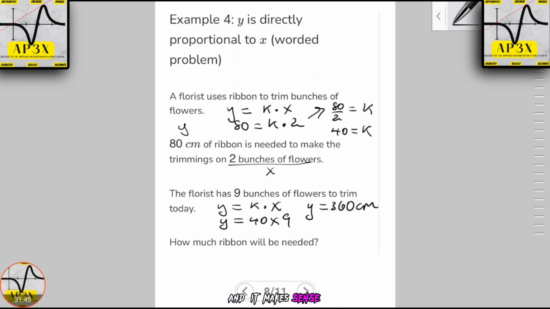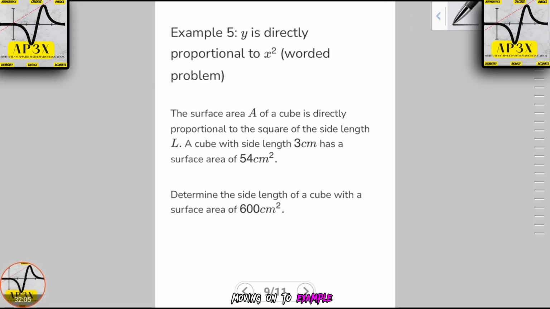And it makes sense. Alright? We needed 80 to make 2. And so 2 into 9 goes 4.5. And 4.5 times 80 is 360. Alright? Nicely done. Not too bad. Moving on to example number 5 here.